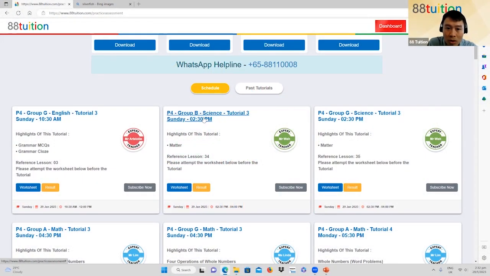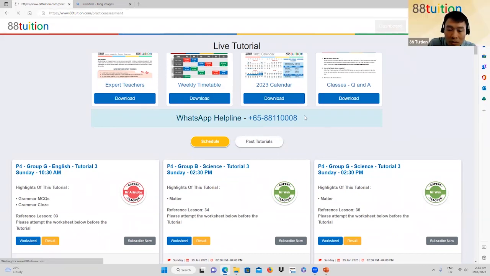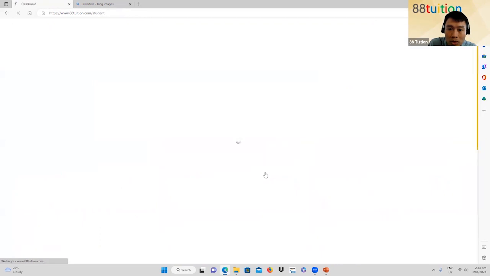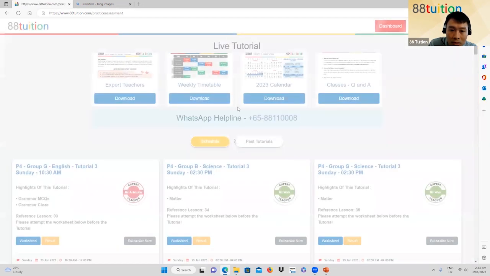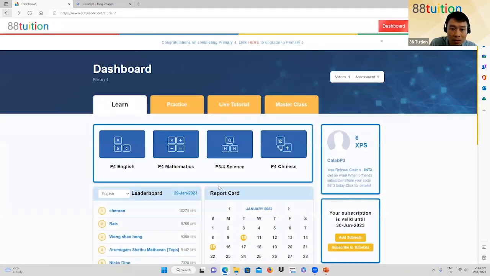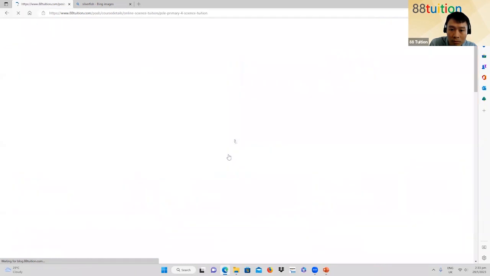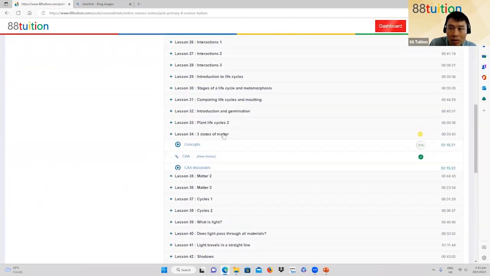Okay, today we are doing tutorial 3, which means we need to look at this practice worksheet. If you look at this one, tutorial 3, live tutorial, lesson 34. Here, this one.